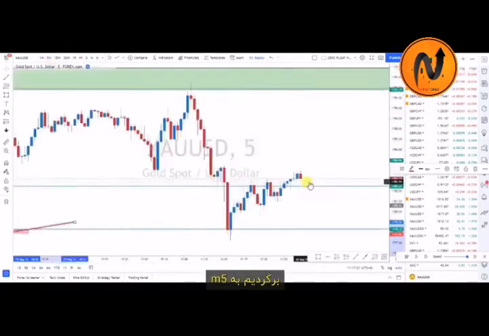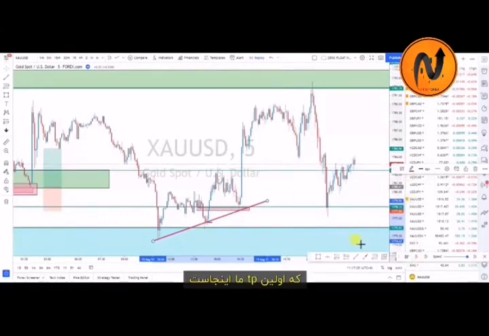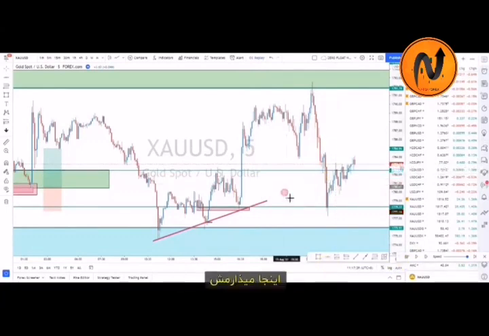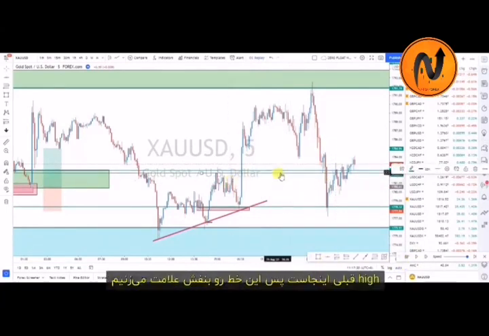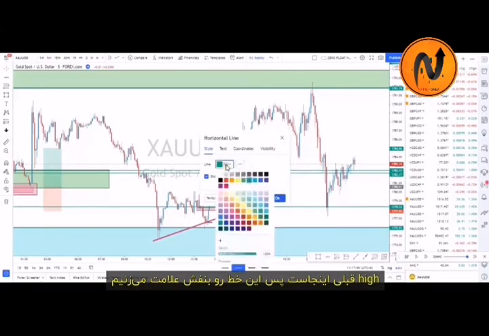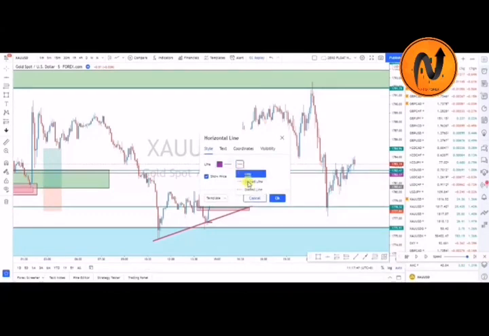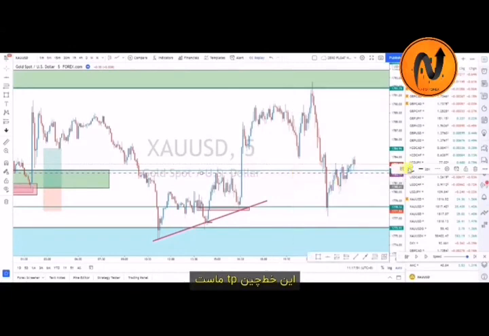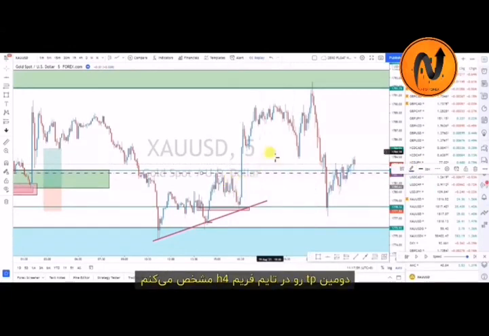Let's go back to the M5. So which is our first TP? First TP will be here, the previous high. I'm gonna take a new line, the previous high, this. We're gonna color this line maybe purple. Okay, I'm gonna put a dash line better. So this is our TP, dash line, and make it thicker. Okay, dash line first TP. I'm gonna copy this. Second is the H4 time frame.